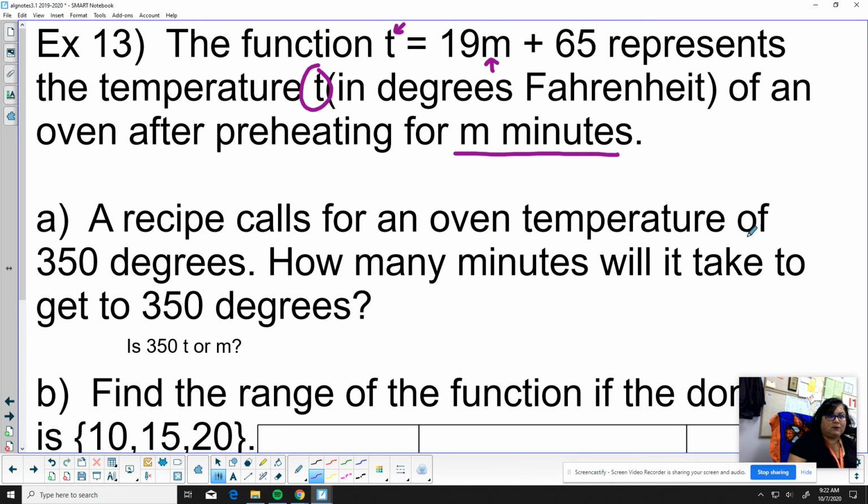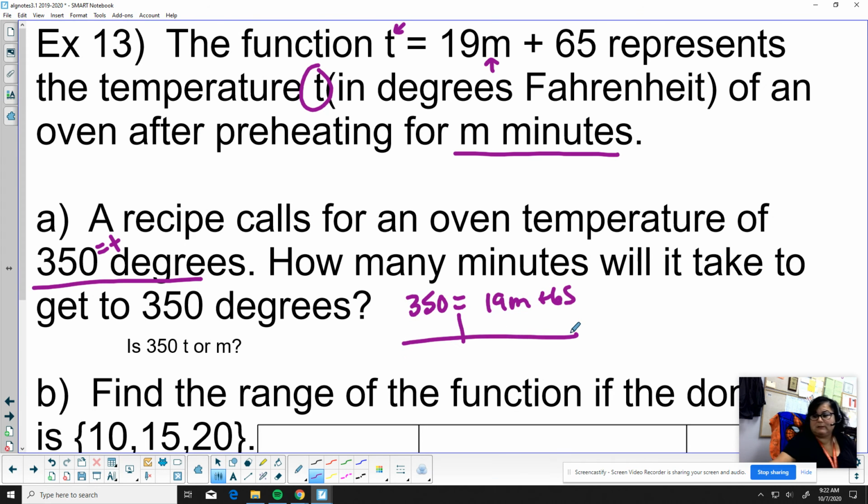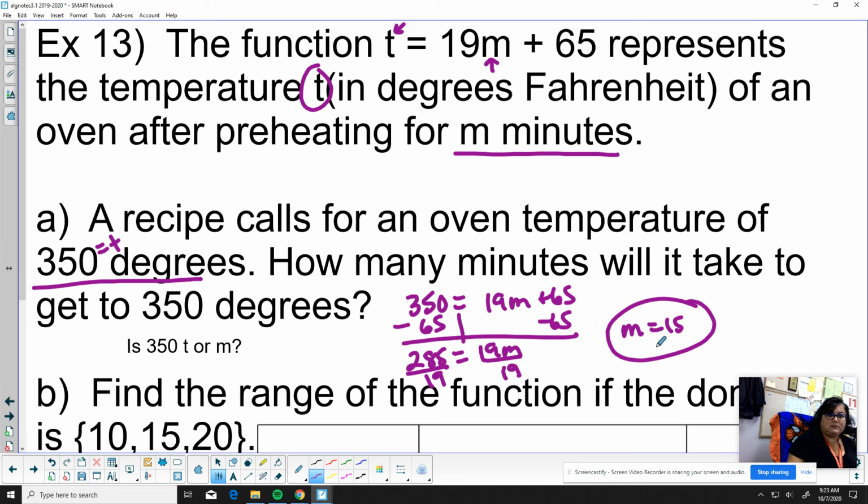So it says the recipe calls for an oven temperature of 350 degrees. That would be T, because it's temperature. How many minutes will it take? So I take this function and I put 350 in for T. So 350 equals 19m plus 65. And then we use our solving skills from chapter 1. So we would subtract 65 on both sides, which I think is 285, but let's make sure. Minus 65, yep. And then we would divide by 19. I'm really hoping for a whole number here. Let's see. Yep, it's 15 minutes. So this particular oven will take 15 minutes to get to 350 degrees.